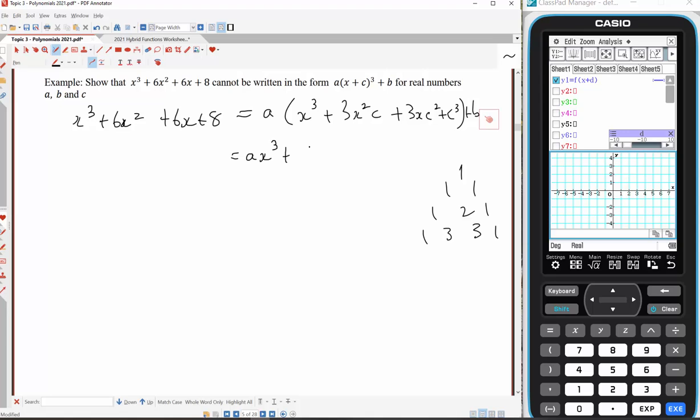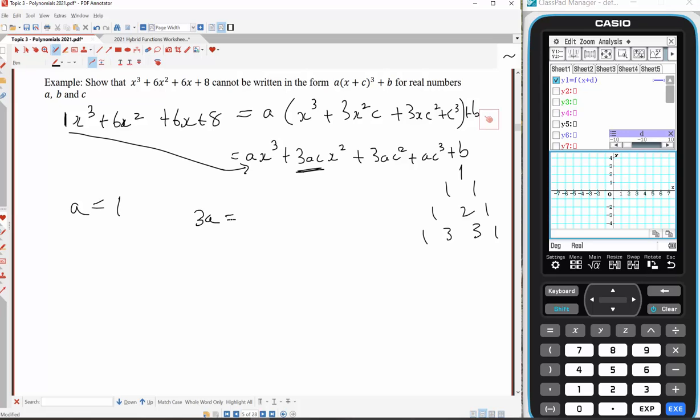Ax cubed plus 3ac x squared plus, I'm just expanding the a here, 3ac squared x plus ac to the 3 plus b. Okay, so now it's time to equate coefficients. So straight away I can see that a is equal to 1 because this is the coefficient here, and if they were the same, then this would be the coefficient here. Alright, now we'll do this one here.